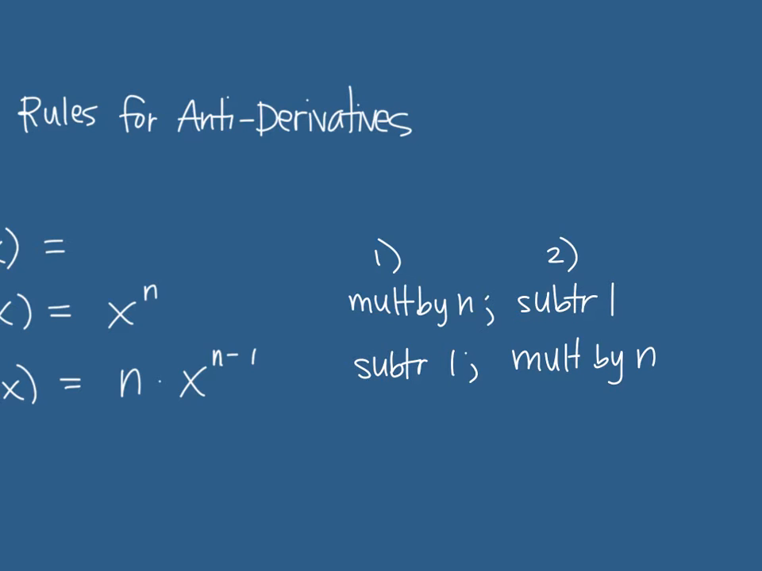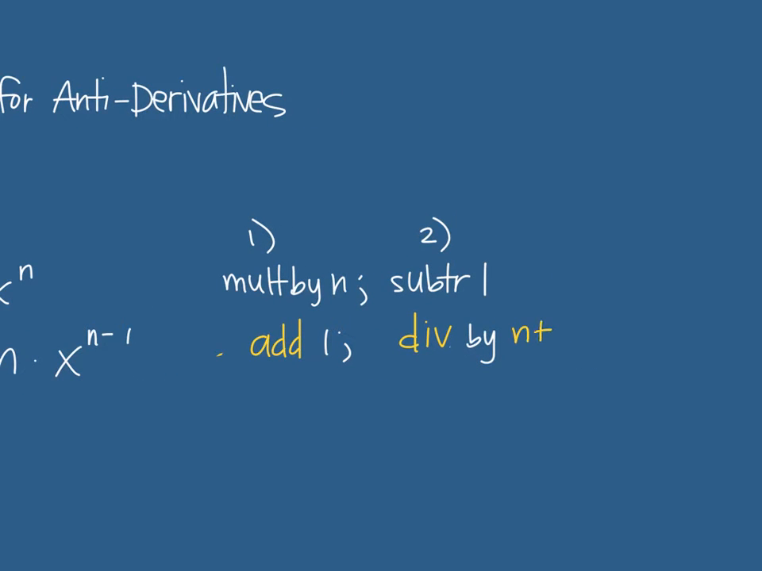So it's not subtract 1 anymore. What is it? Add 1. And it's not multiply anymore. The process is divide. And it's not n, which was the old power. It's the new power. And what's the new power? n plus 1 is the new power, because we just created it. So it's add 1 and divide by the new power.